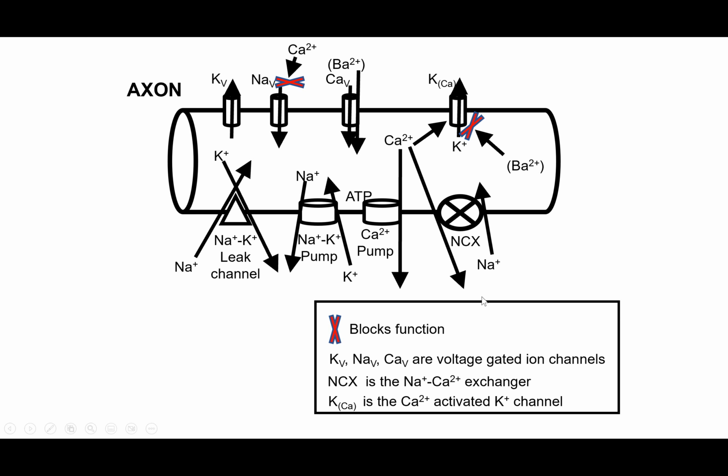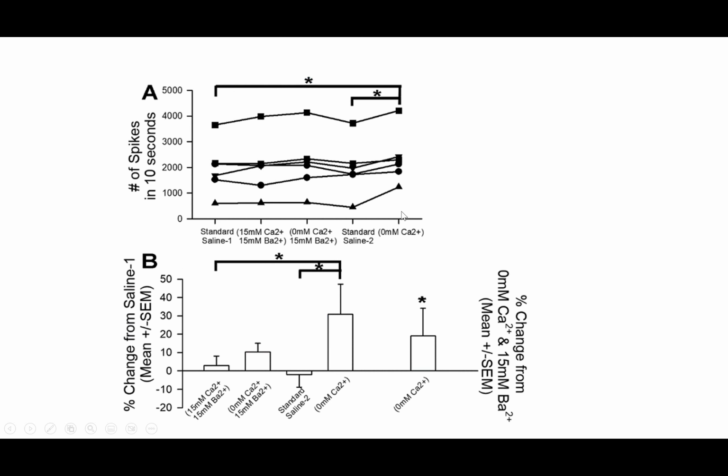And these are just pumps that help maintain the calcium outside. So what we did is, this is the number of spikes during the movement. We have the normal calcium, but we added 15 millimolar barium, and we didn't really see any change. Now we took zero calcium in the presence of 15 millimolar barium, and we didn't see too much change in the activity. And then if we take it back to standard saline and then go to zero calcium without the barium, we got an increase in activity. So it seems like zero calcium really causes some real activity to go on.